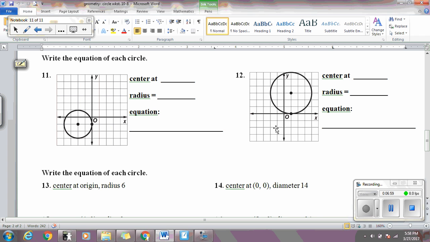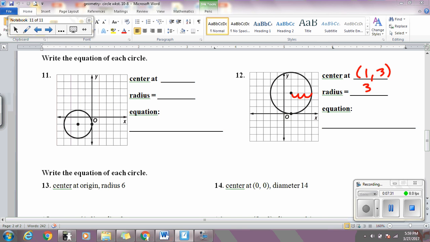All right, for the next section, number 12 wants us to write the equation. So first, let's identify the center and the radius. So the center is this dot right here. It's located at x value of 1 and a y value of 3. So that means 1, comma 3. And from the center to the edge, let's count. 1, 2, 3. So that means our radius is 3.